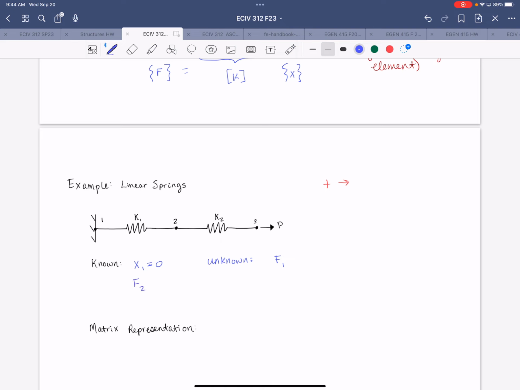At node 2, we know the applied force. There isn't one, so it's 0. That means we do not know the displacement.